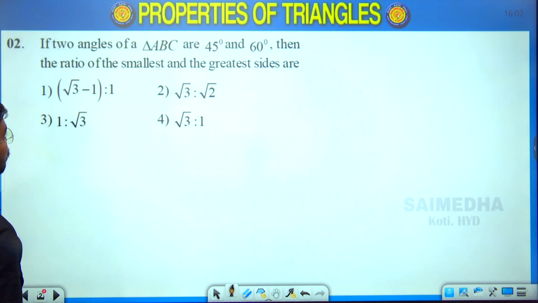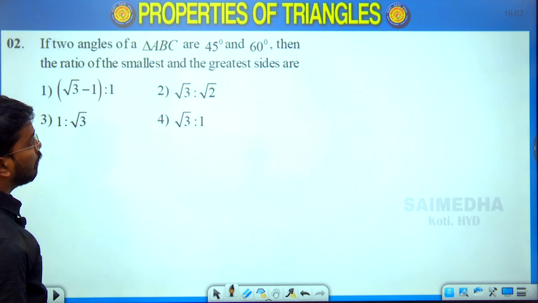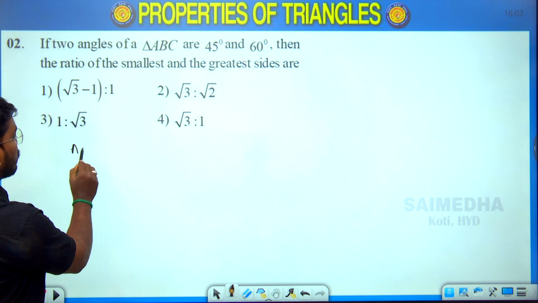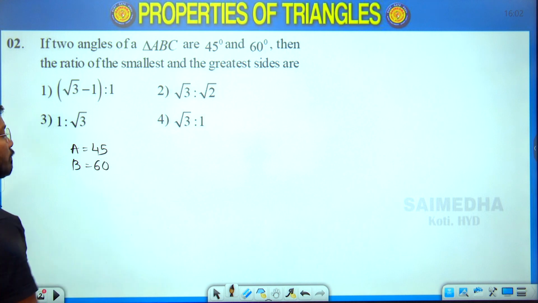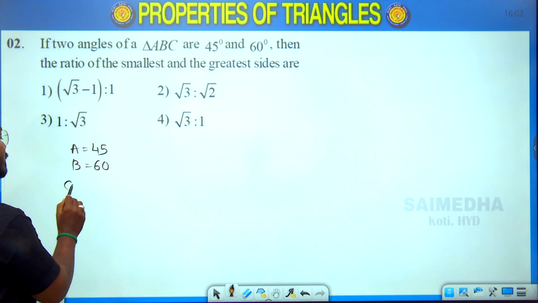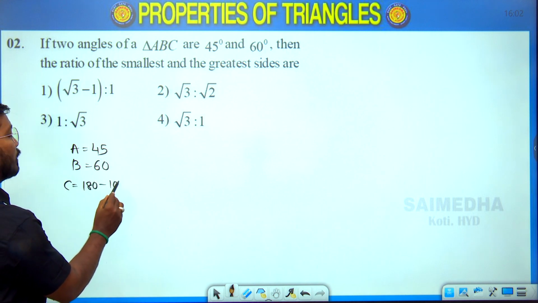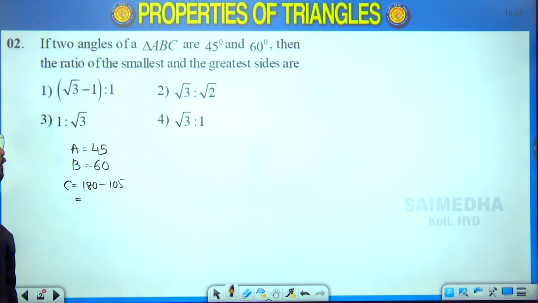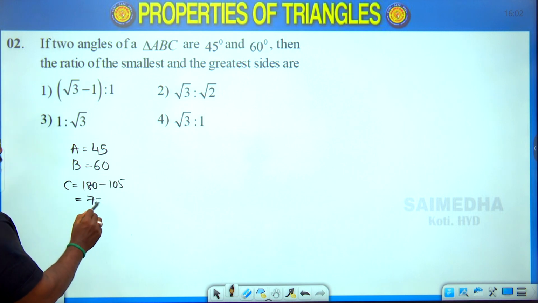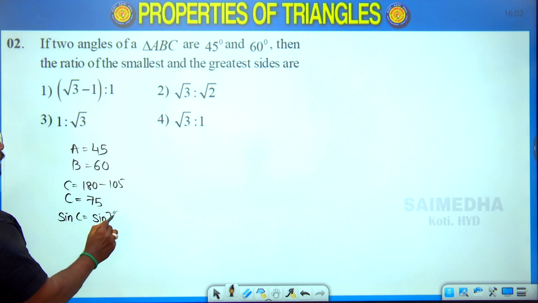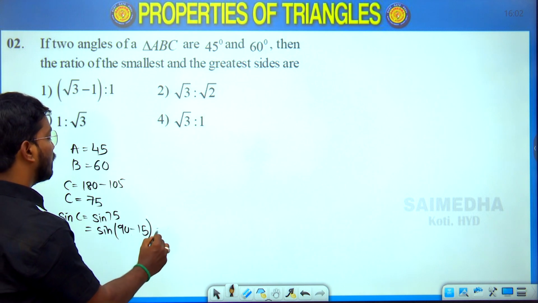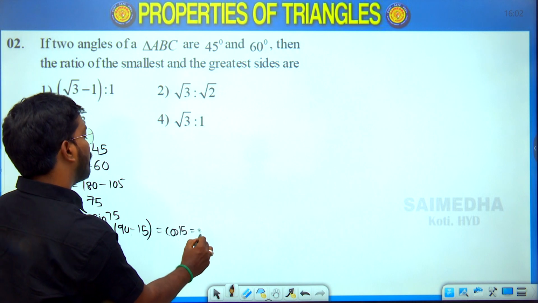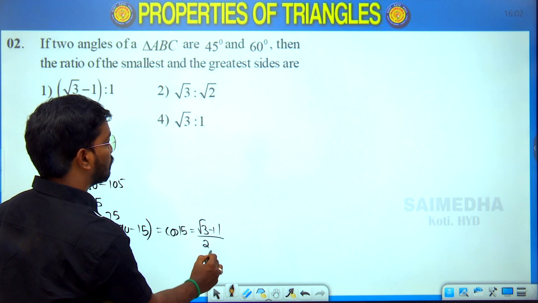Moving on to question number 2. If two angles of a triangle are 45, 60, that means suppose A is equal to 45, B is equal to 60. We know 60 plus 45 is 105. Then angle C is 180 minus 105. 180 minus 105, what is it going to become? 75. Then sin C can be written as sin 75, and sin 75 can be written as sin of 90 minus 15, where sin of 90 minus 15 is again cos 15, root 3 plus 1 divided by 2 root 2.